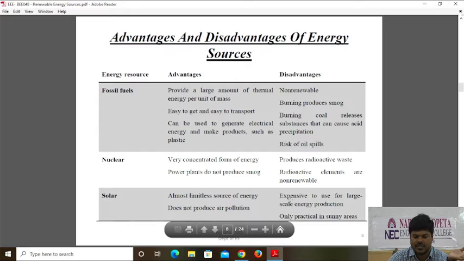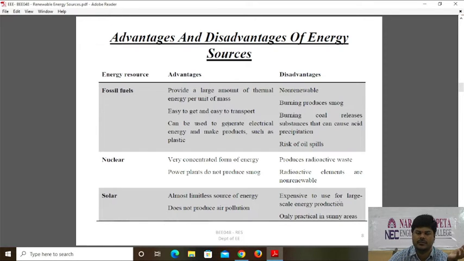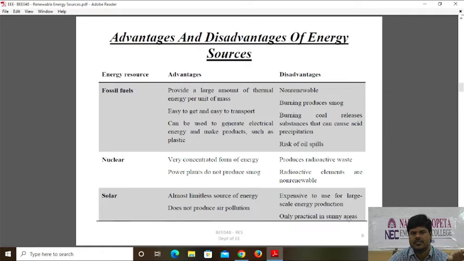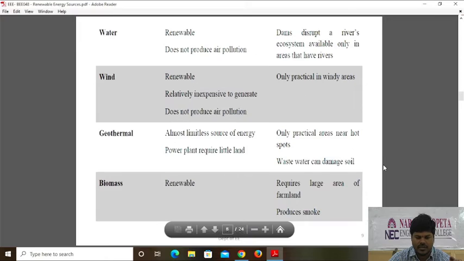But the disadvantage is expanded use for large scale of energy production. So as I told you, the solar energy is not constant throughout the day. It depends on time to time, location to location also. Next, only practical in sunny areas. So the generation of power by using solar energy is possible only in sunny areas, not in cold areas.